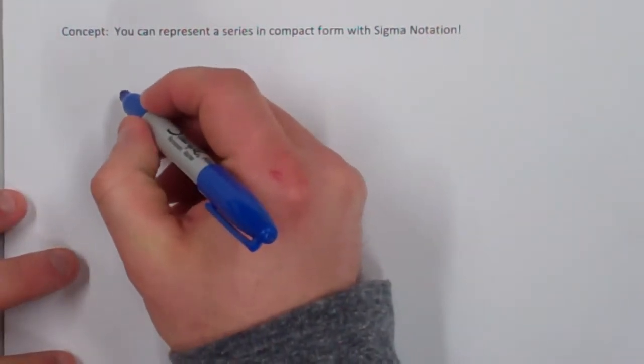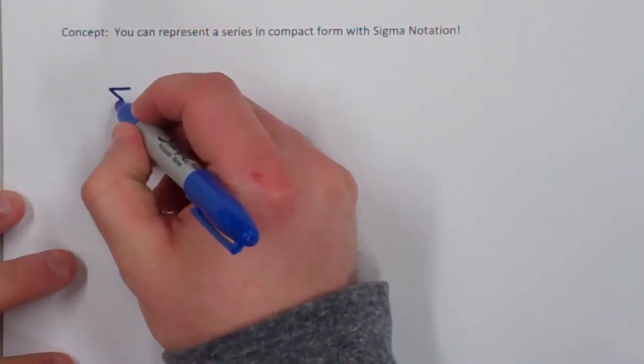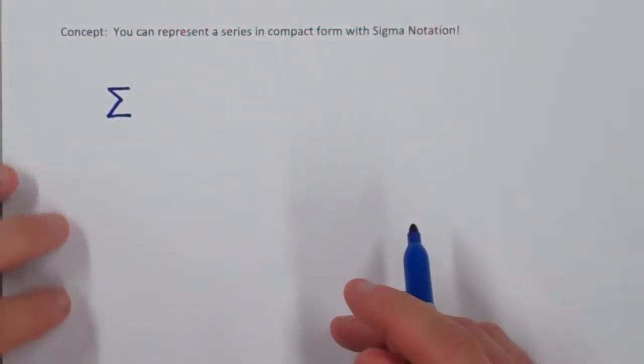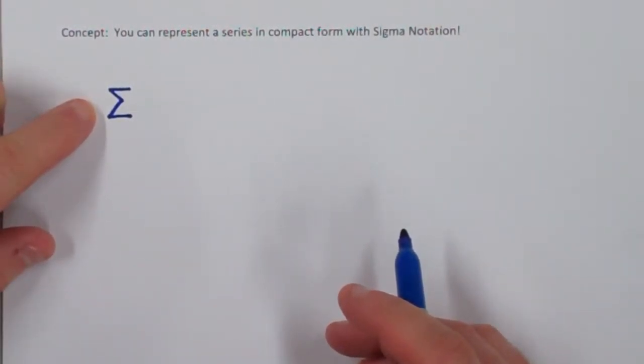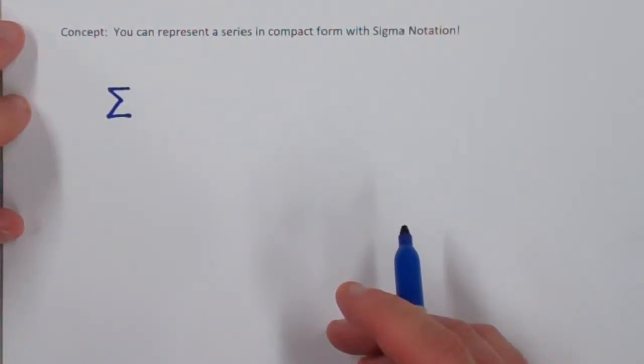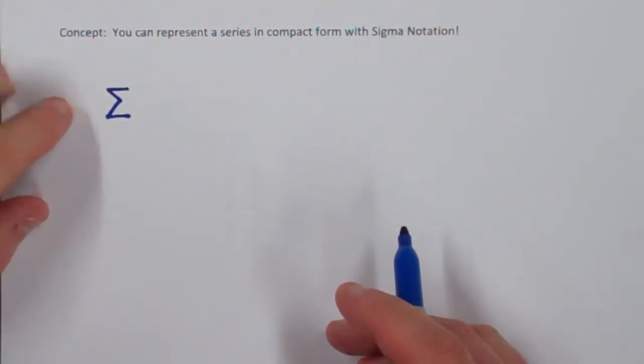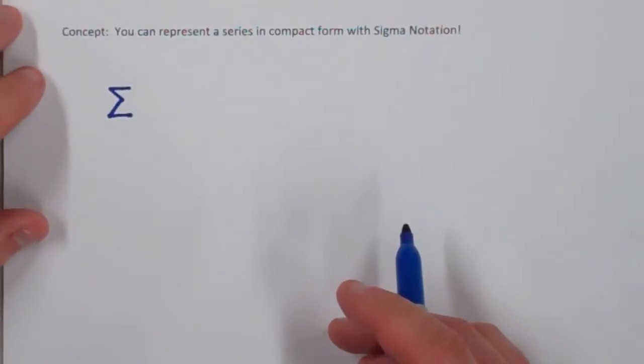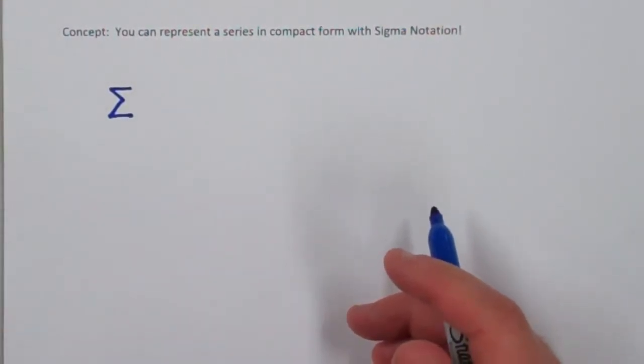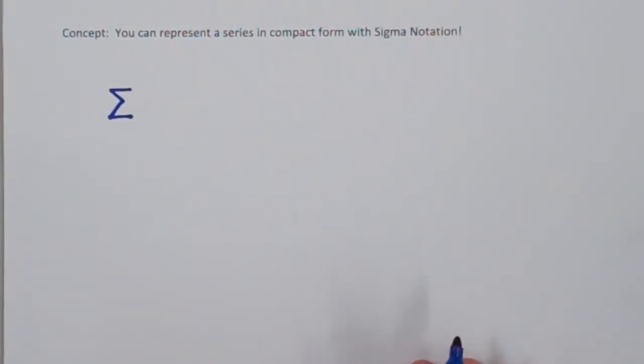So I'll start you off with the actual Greek letter here. It's an uppercase Greek letter. And even though it looks like E, it definitely is sigma and it means sum. Some of you who are familiar with Excel will notice that that symbol is used to represent an auto sum in Excel.